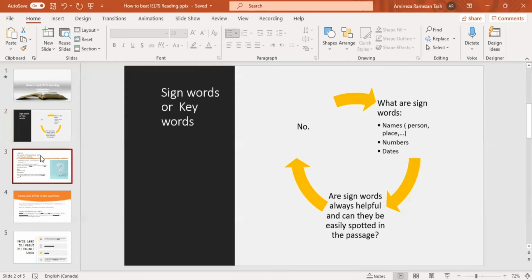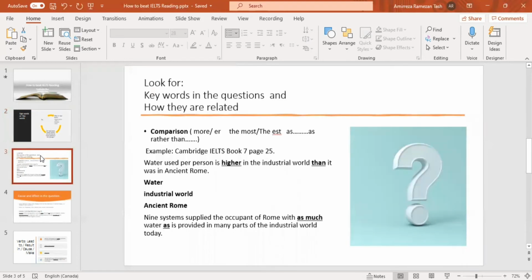In my strategies for reading, I mostly look for keywords in the questions and how they are related, not just the keywords. I believe that the words which are written to make a sentence are like blocks. They are bricks that you can make a wall with. As a result, it means that they are related to each other. It doesn't mean that you make a sentence without any relationship between those words.